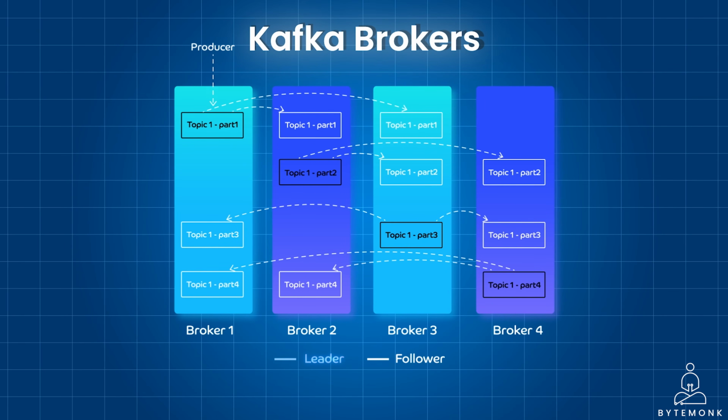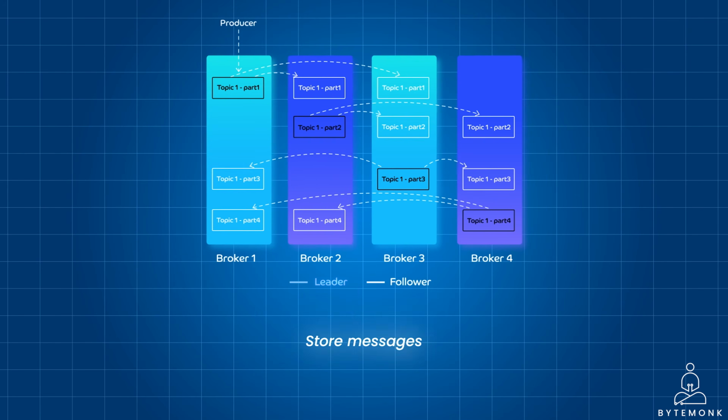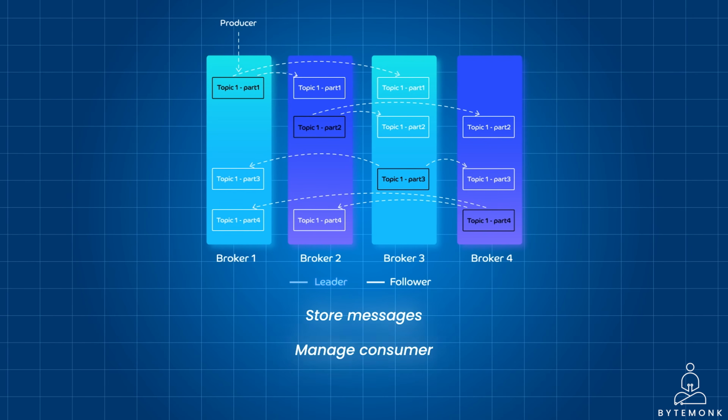Brokers act as the receiving point for messages from producers, ensuring they are safely stored and replicated for fault tolerance. Brokers efficiently store messages published by the producers within the topic partitions assigned to them. Brokers manage consumer subscriptions and deliver messages to the appropriate consumers based on their subscriptions and offsets.